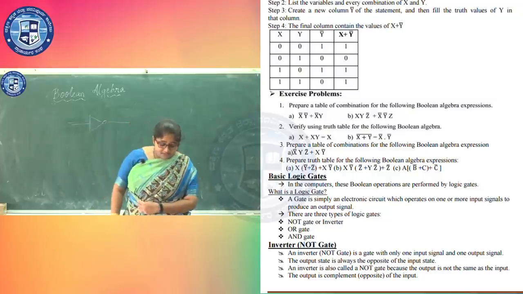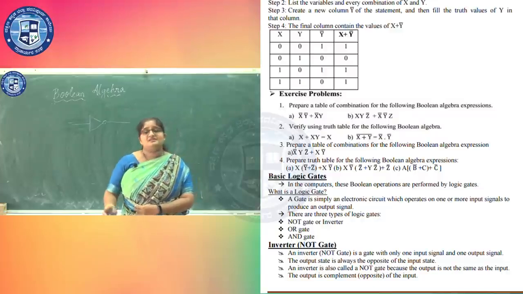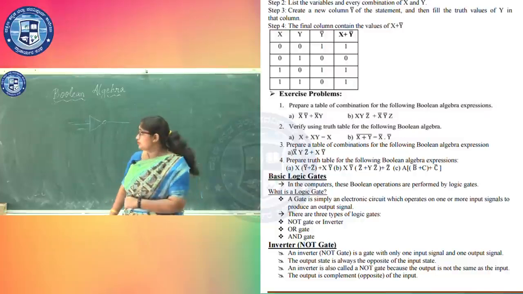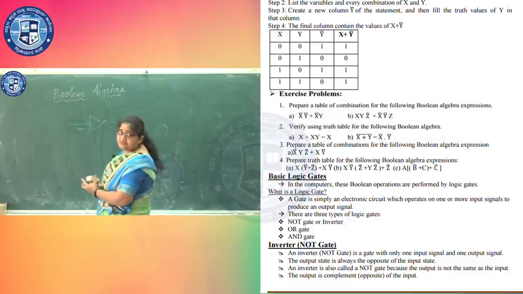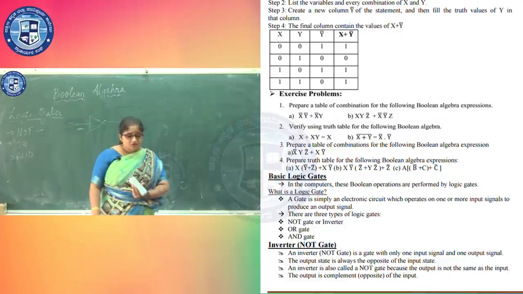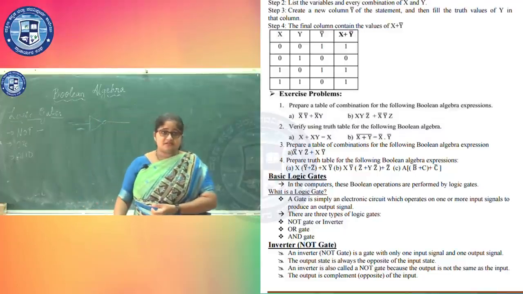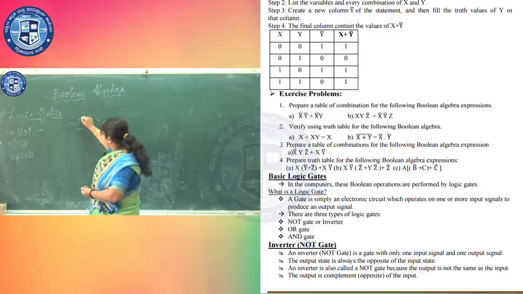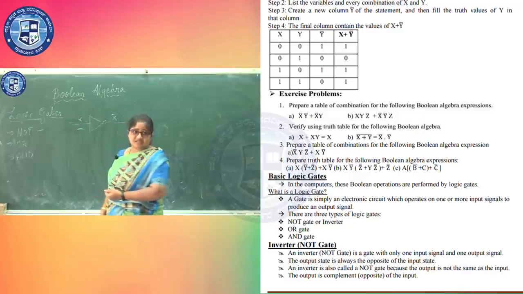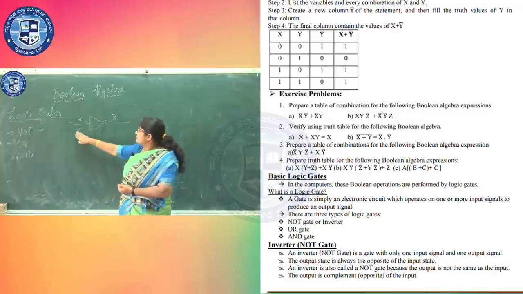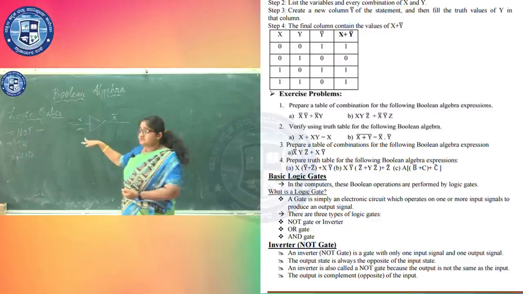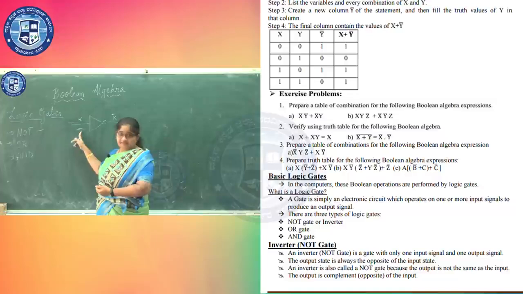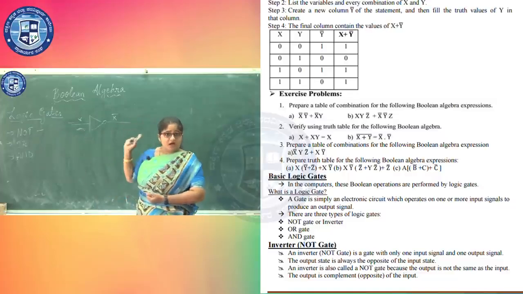So there are three types of logic gates: the NOT gate, the OR gate and the AND gate. The same way we have logical operators, we have logic gates. The NOT gate is also called the inverter gate because it inverts the value. If I have x here, the value which comes out is x dash. This is the symbol for the NOT gate, the inverter gate, which has only one input signal and only one output signal.